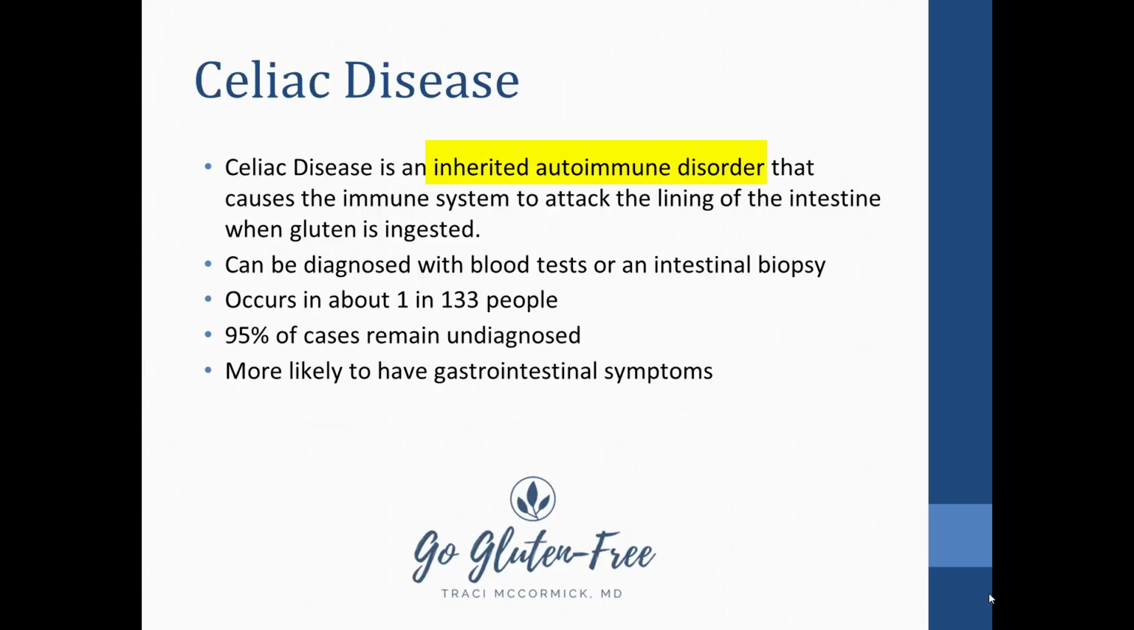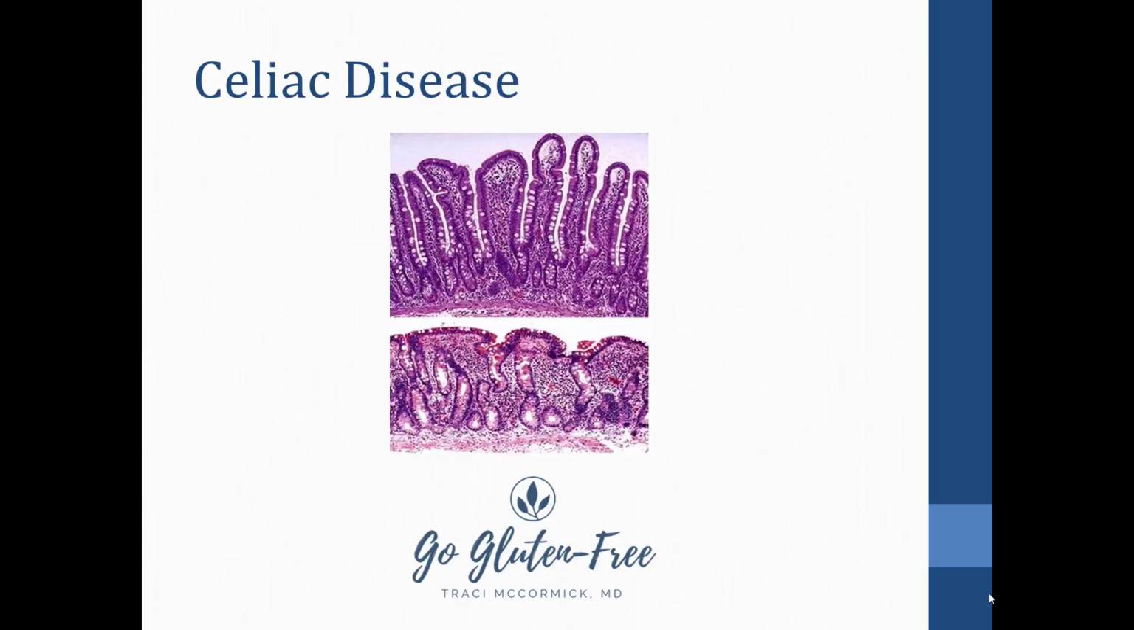Celiac disease is actually an inherited disorder. And it is an autoimmune disorder. What autoimmune means is that your body attacks itself. Your immune system attacks your own body, and something triggers that. In the case of celiac disease, the ingestion of gluten causes your body's immune system to attack the lining of the gut. And what that does is that causes these little villi here.